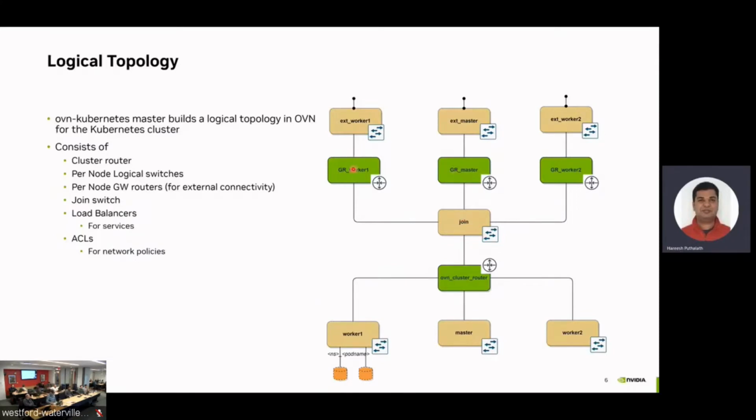NAT is done on the gateway router so that packets leaving the router have your externally routable IP address and are able to come back.